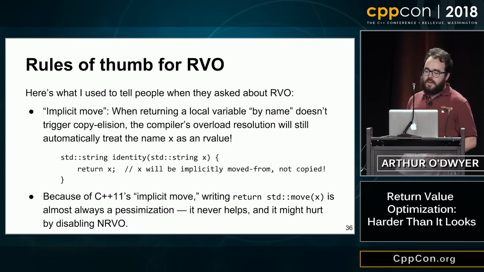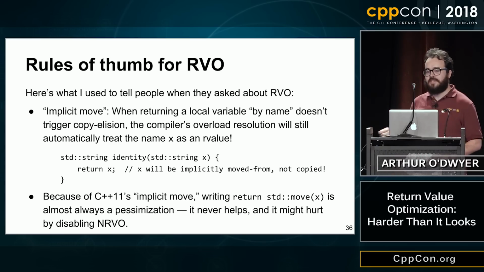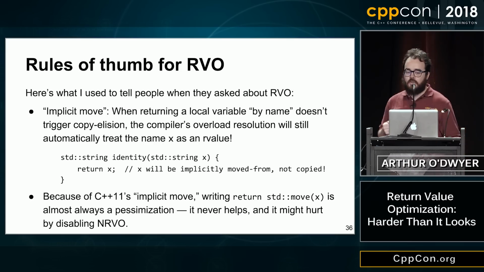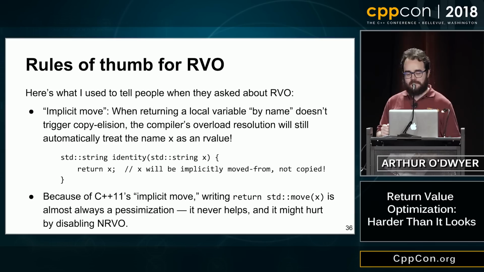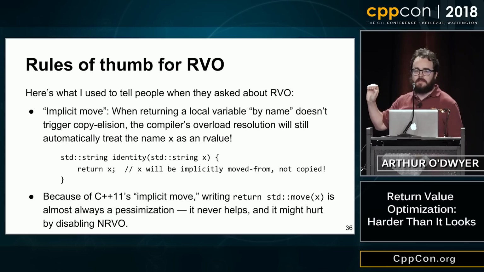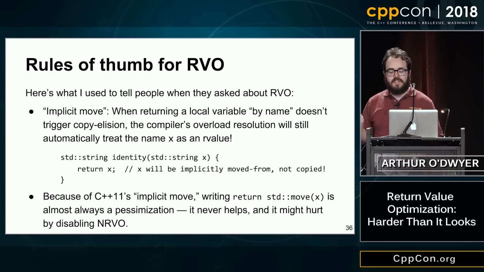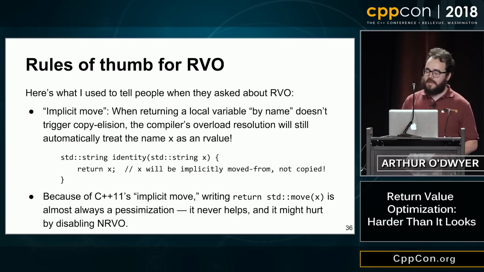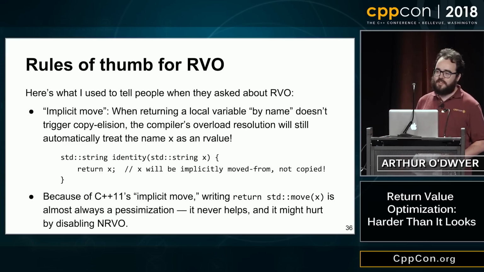Implicit move is when you return a local variable by name, it will try to do copy elision, but if it can't for technical reasons, such as being a parameter, a global variable, whatever, the compiler's overload resolution will treat that name x as an R value, and you will get a move, not a copy. So for example, here I have std::string identity. It has x as a parameter, so I cannot do copy elision. But when I say return x, the compiler is actually going to treat x as an R value. And it's going to use std::string's move constructor, not its copy constructor, to move out of that parameter. So I'm still going to get very efficient code.